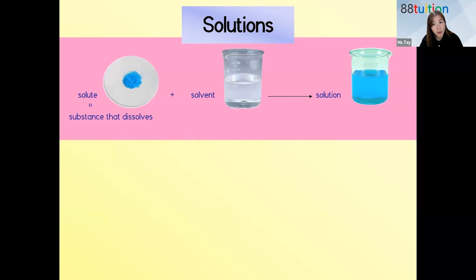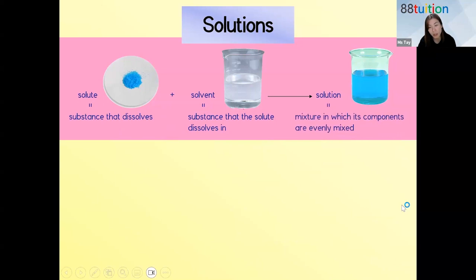Now, the substance that dissolves is known as the solute. The substance that the solute dissolves in is called the solvent. And the resulting mixture is the solution. A solution has all the components evenly mixed. This is something that you must keep in mind for solution. So these blue crystals are found evenly mixed throughout this water. You don't see some parts being darker blue and some parts not as blue. It is the same color throughout.